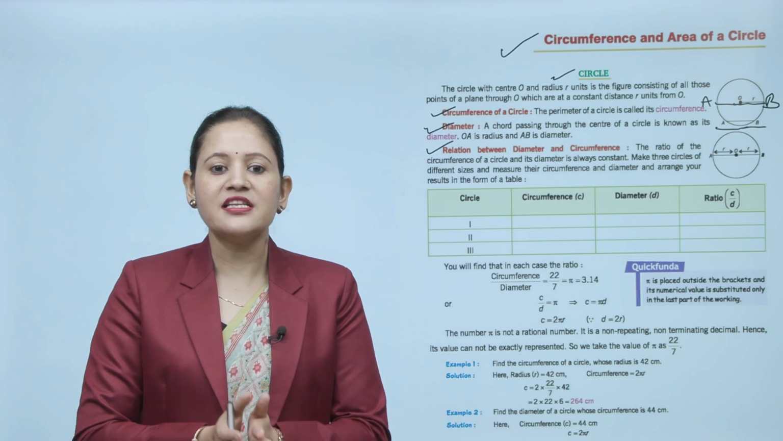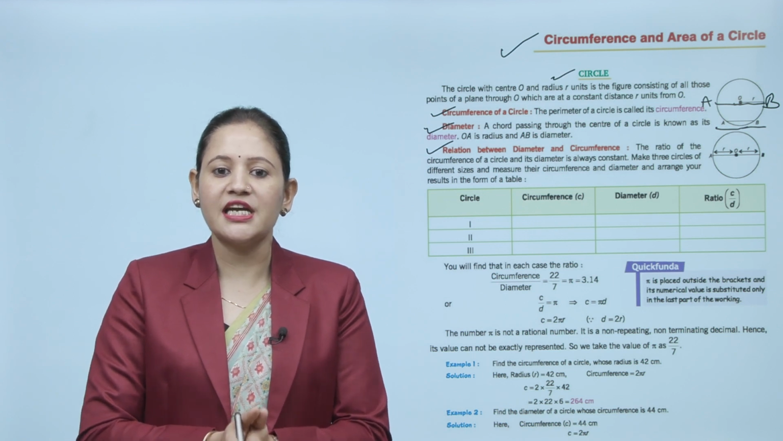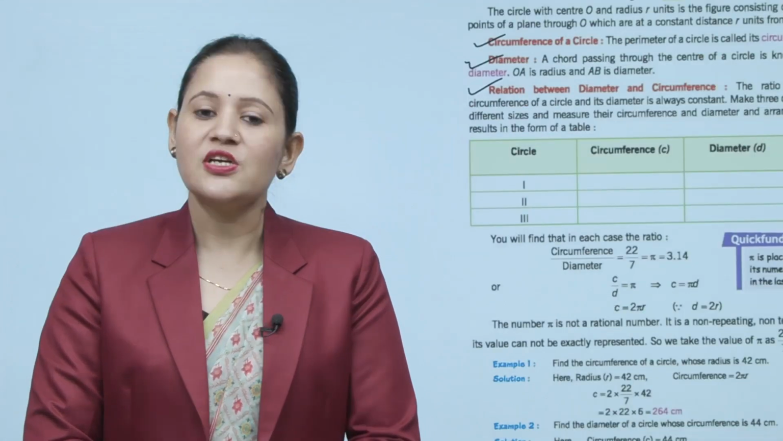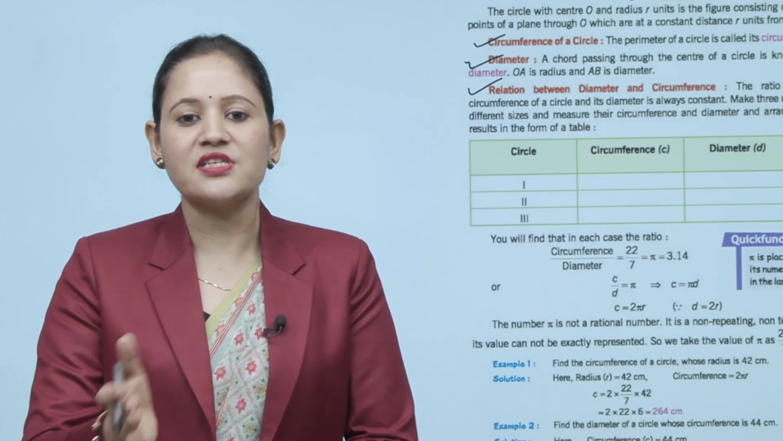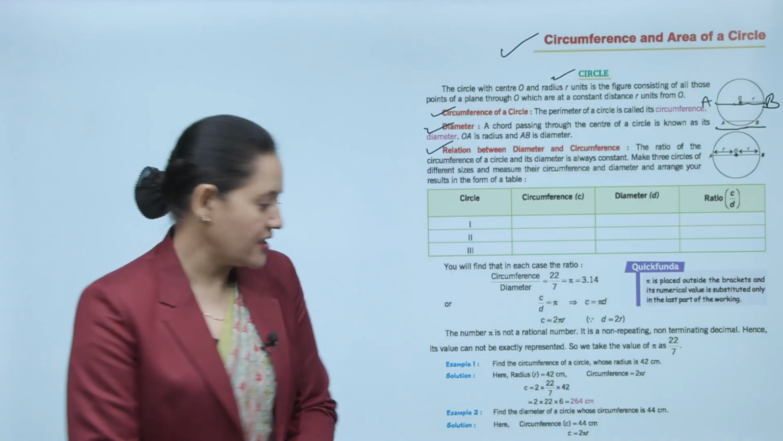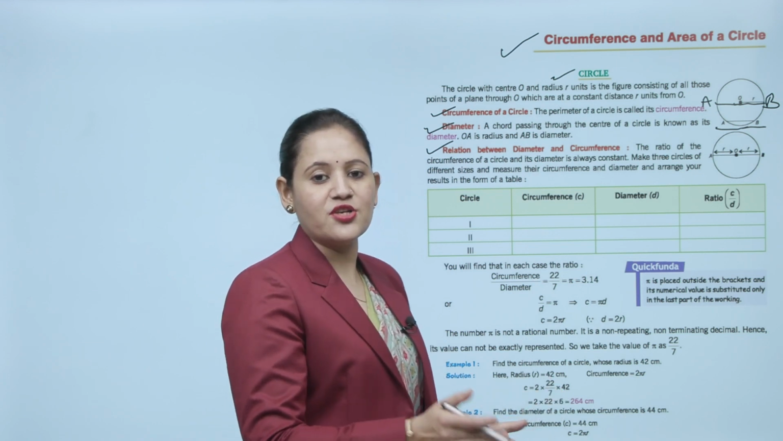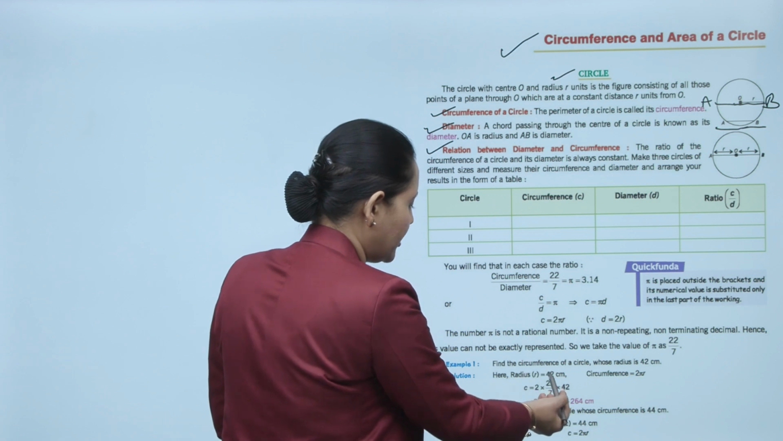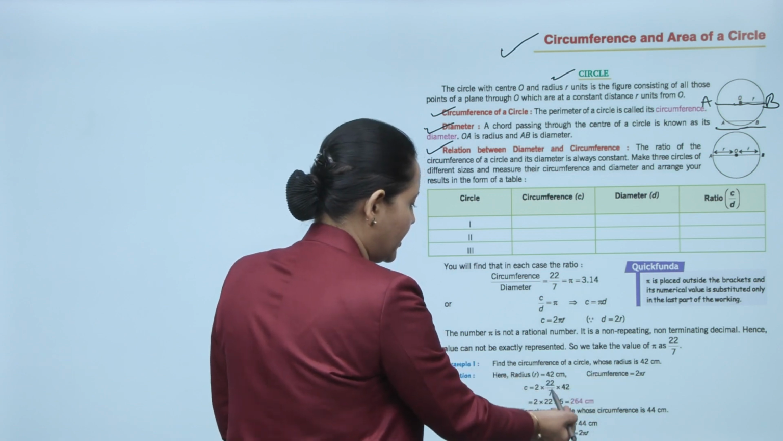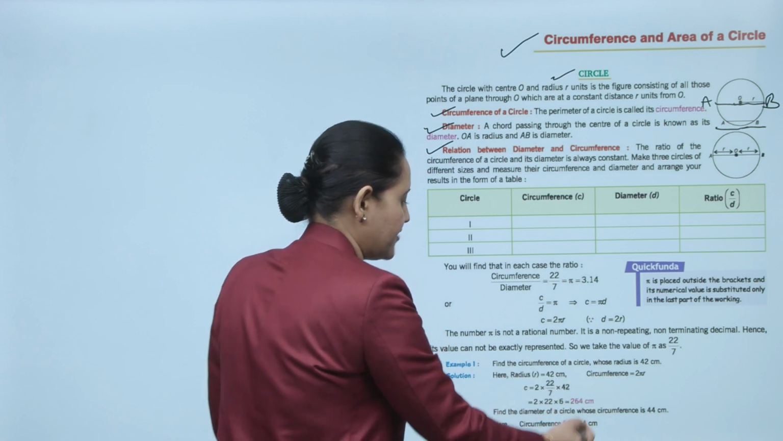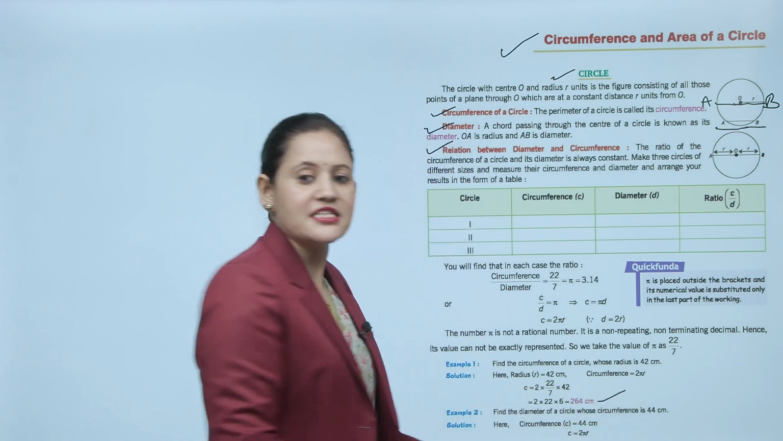Let's take an example. Find the circumference of a circle whose radius is 42 centimeter. So radius is given, we have to find out circumference. So what will the solution be? Radius is given, 42 centimeter. Circumference will be 2 pi r. So 2 into 22/7 in place of pi into 42. That is 264 centimeter. That is our circumference.